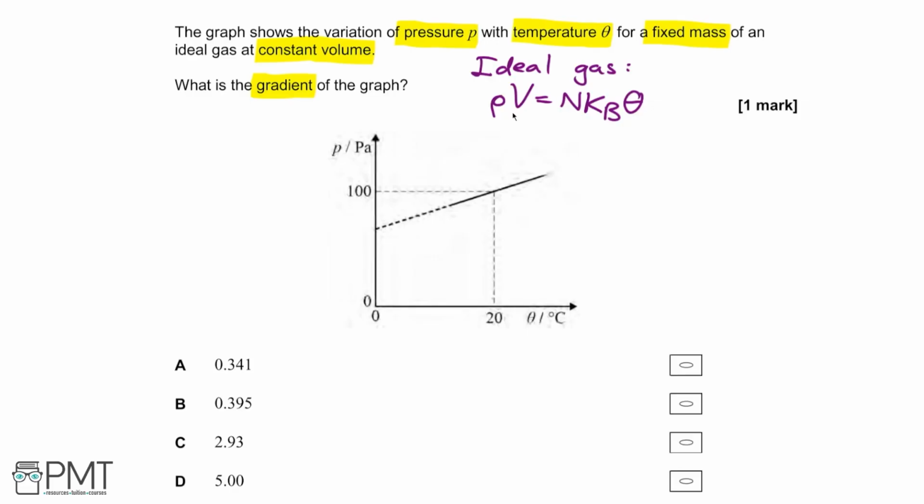Now, in order to find the gradient, we need 2 points. And what we're going to do is we're going to use the definition of the gradient, which is that the gradient is delta P divided by delta θ.